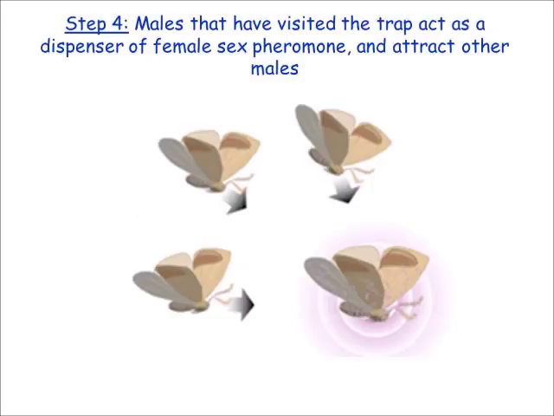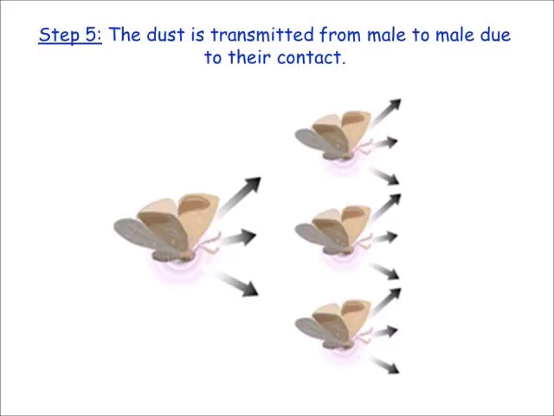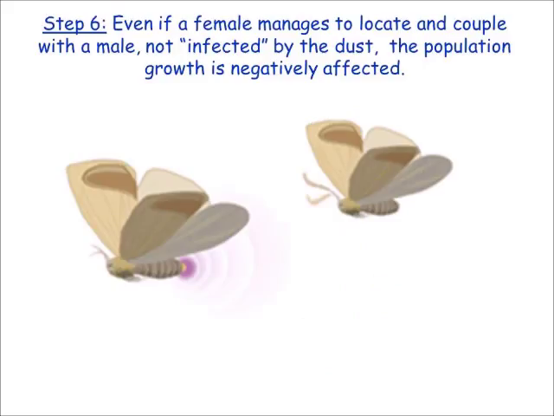Moreover, the dusted males act as dispensers of the female sex pheromone, attracting other males. In this way, when males are attracted by each other and conduct pseudo-mating, the dust particles are transmitted to other males. In this way, it becomes difficult for a female to locate and couple with a male. Even if some females manage to do so, the population growth is severely negatively affected.